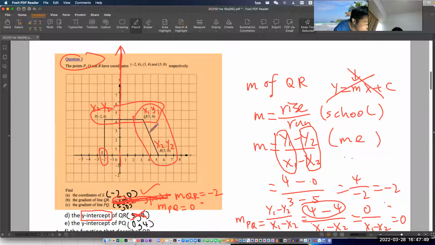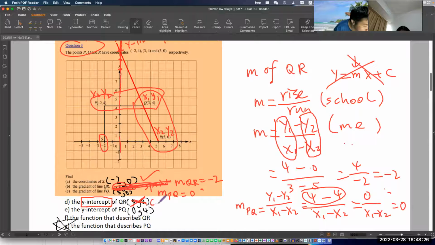Okay, so your QR is here. You need to extend QR until it hits the y-axis. So if you extend QR, it hits the y-axis here. So this is your y-intercept for QR. So this is 8, this is 9, then this is about 10. So the y-intercept for QR is 10. So I use C to represent the y-intercept, which is 10.